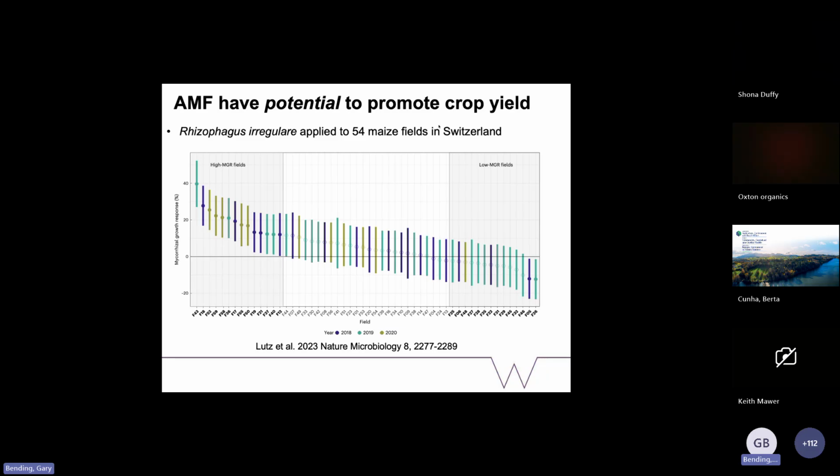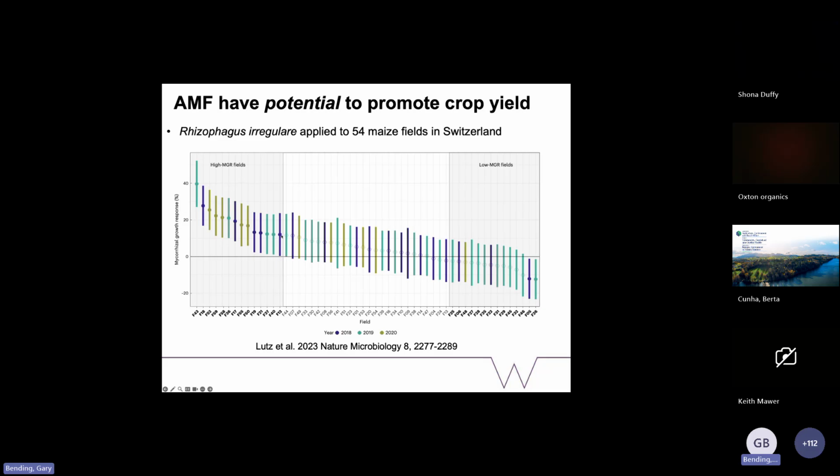And they looked at the response of the maize crop to inoculation with this Rhizophagus. And you can see that there was a whole range of responses. Here on the left, you can see some fields which were very responsive to inoculation with this mycorrhizal fungus. And you can see that in this field here, you've got a 40% increase in yield when you added this fungus. And you can see lots of other fields here where you've got a response.